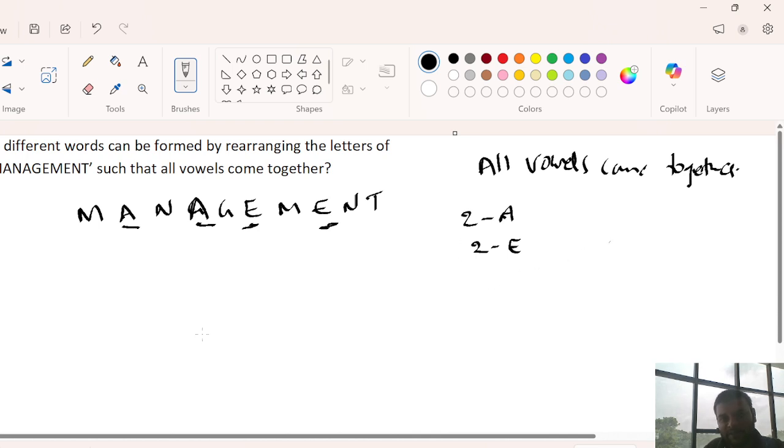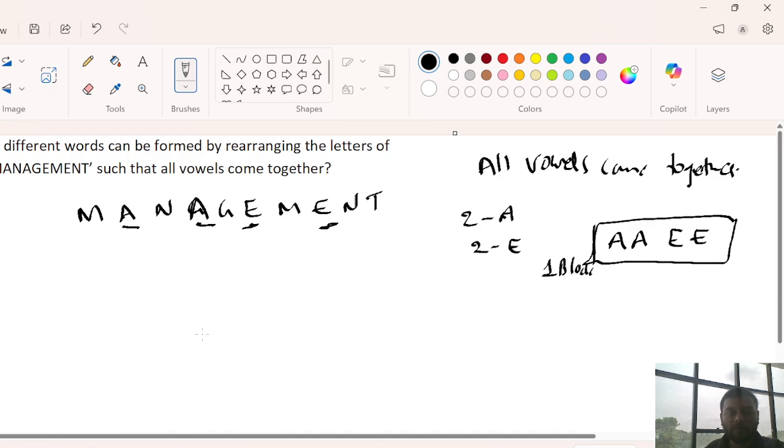Coming together means always you have to consider them as a block, and we will be considering that block as one block. Whenever you are arranging, somewhere here that block, that A A E E will come. Next time it may come in the second place, next time it may come in the first place. That is rearrangement will be there.